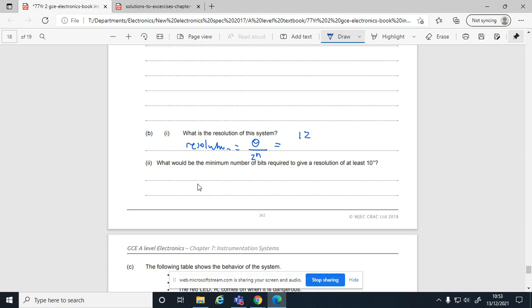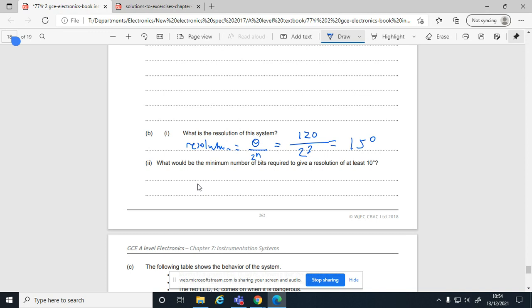Resolution is 120 over 2 to the n. What is n in this case? It's 3-bit, isn't it? Yeah. So 2 to the power 3 gives me 8, so 120 over 8 is 15 degrees. Hope that makes sense, 15 degrees. Now, what would be the minimum number of bits if I wanted to change the resolution to at least 10 degrees? I think they made a mistake on it. I think that should say at most 10 degrees, not least. But I'll show you why in a minute.